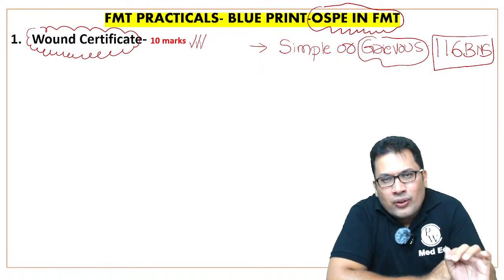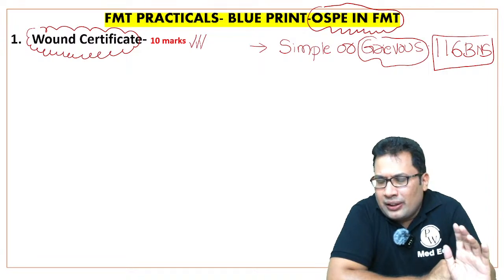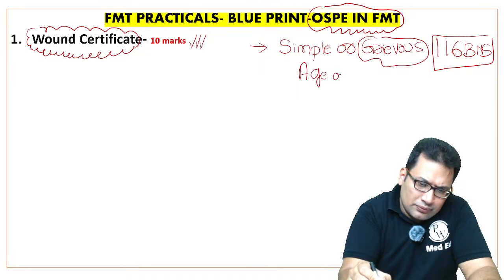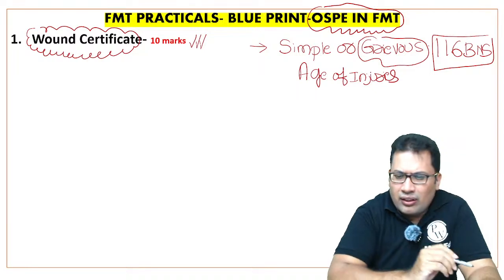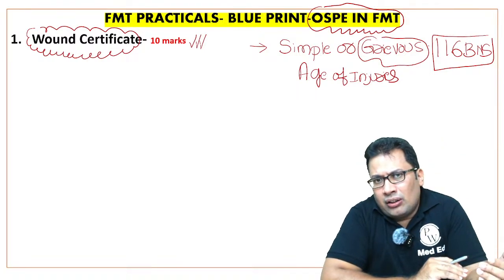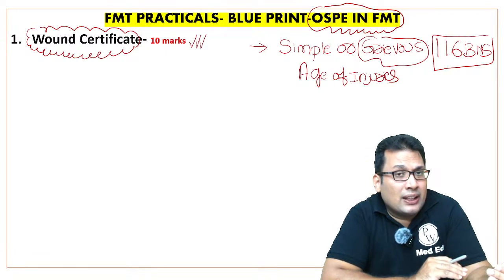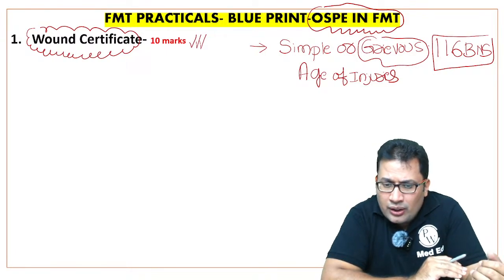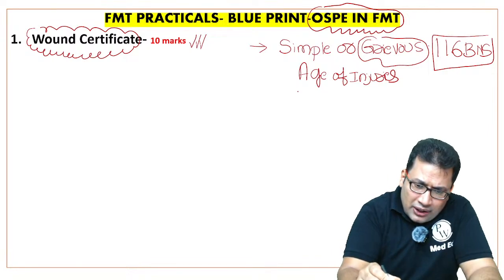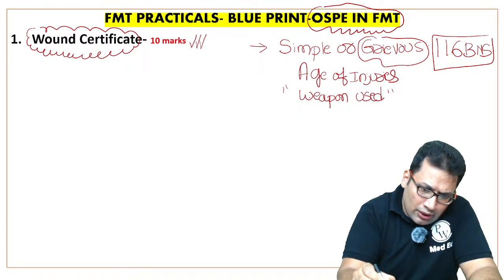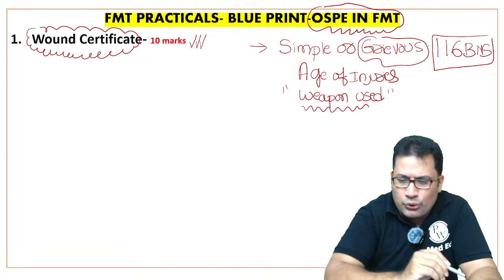So, you need to mention whether injuries are simple or grievous. Then also the age of the injuries, whether they are fresh or 2 days old, 3 days old, depending upon the color changes, especially in abrasions and bruises. And you also need to mention the weapon used in the particular injury.